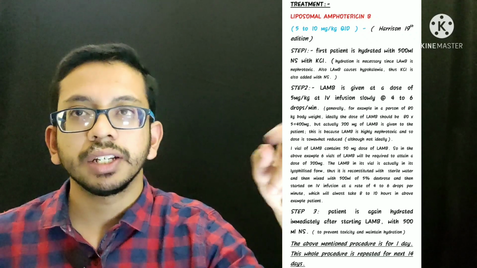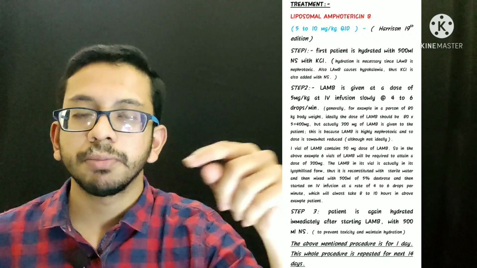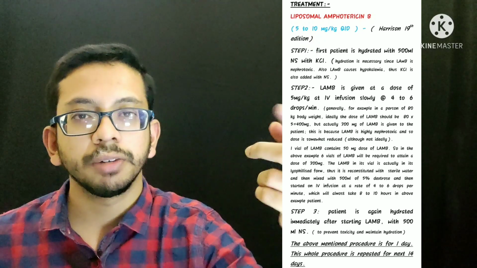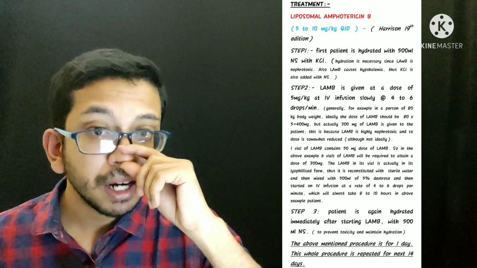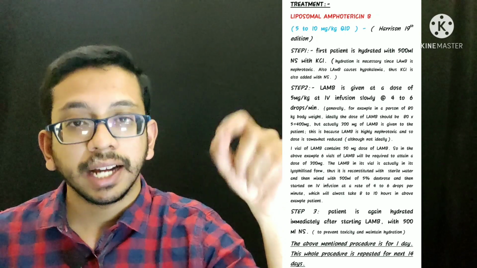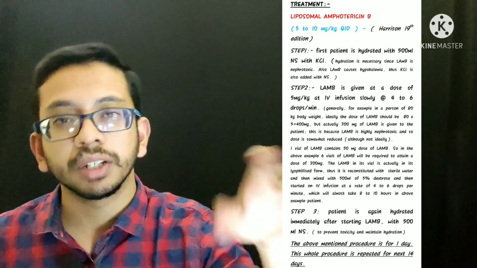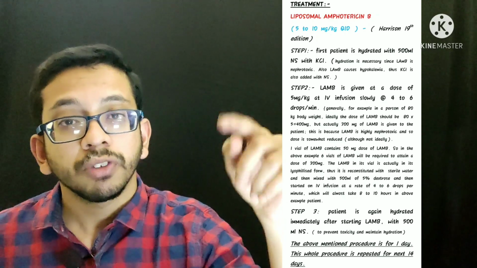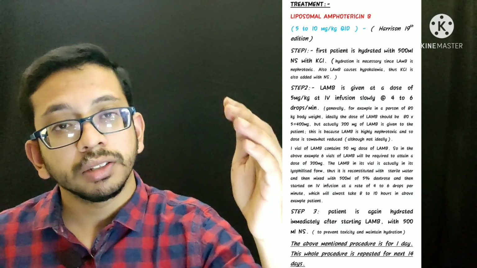So in a patient of 80 kg, what is the dose of LAM? It is 80 multiplied by 5, that is 400 milligram of LAM I have to use. But this is ideally 400. Actually 400 milligram of LAM is not given to the patient. Why? Because of nephrotoxicity.